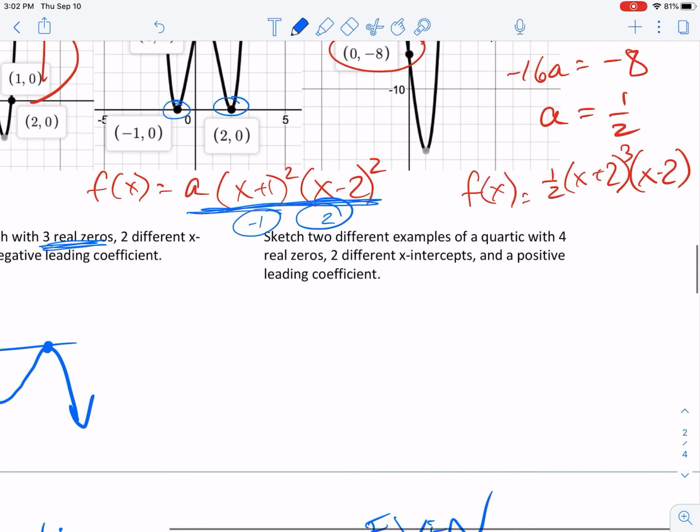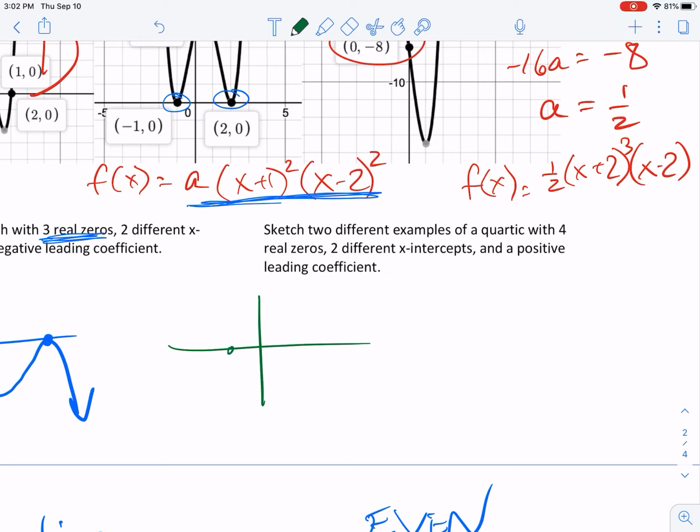Okay, so then this last one, sorry about the mess. This last one says sketch 2 different examples of a quartic, that means it's degree 4, with 4 real zeros, 2 different x-intercepts, and a positive leading coefficient. So what happens is we can only hit the x-axis 2 times, and it doesn't really matter where you do it. And with a positive leading coefficient, if it's an even degree, that means it's going to start positive and end positive. So one option is that it would bounce and bounce.